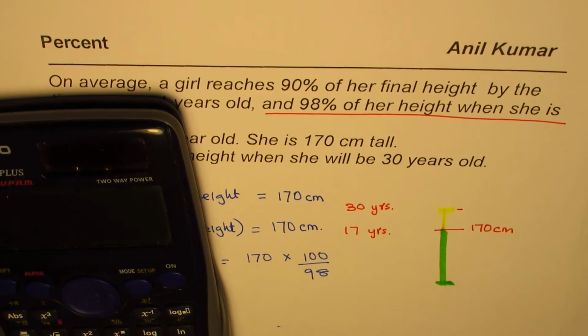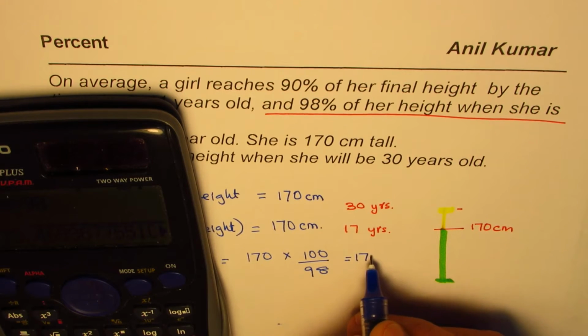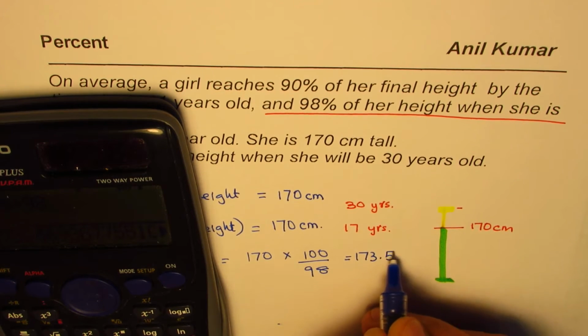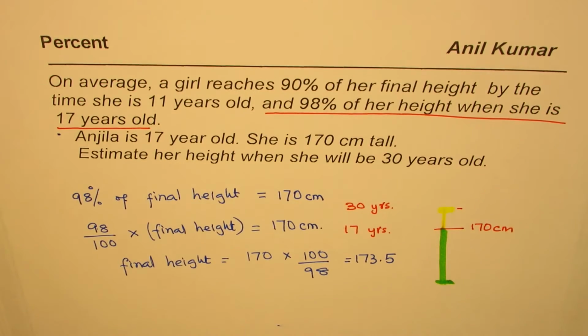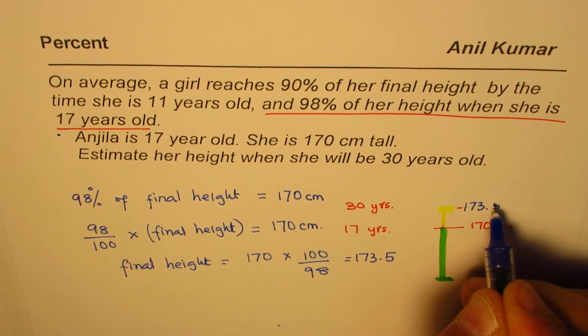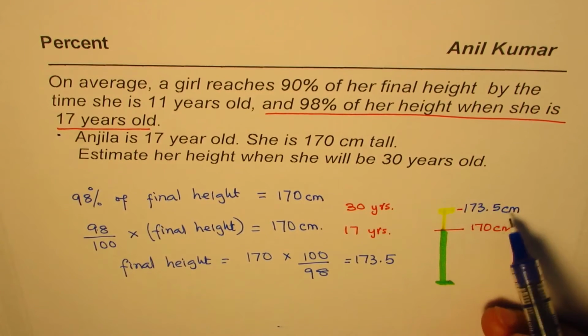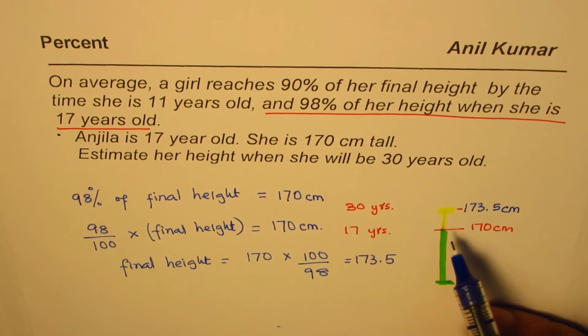So we have 170 times 100, divided by 98, write it in decimals. So it is equal to 173, we can round it to 0.5. Okay, 173.5 centimeters, right? So write this as 173.5 centimeters. Do you see that? So she'll increase by about 3.5 centimeters finally. That's what it is, right?